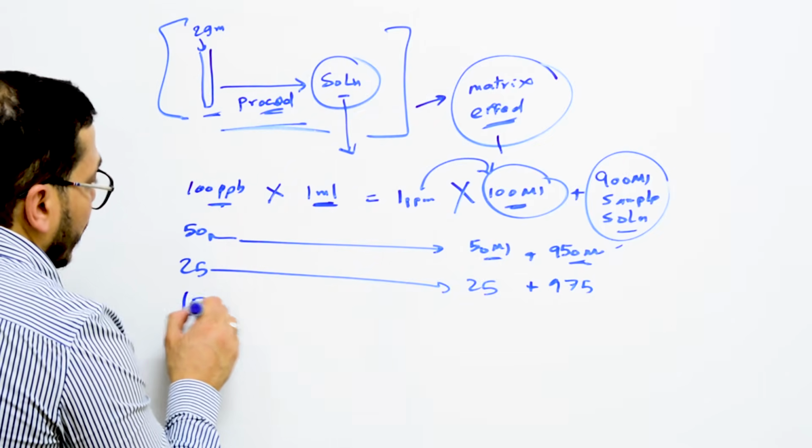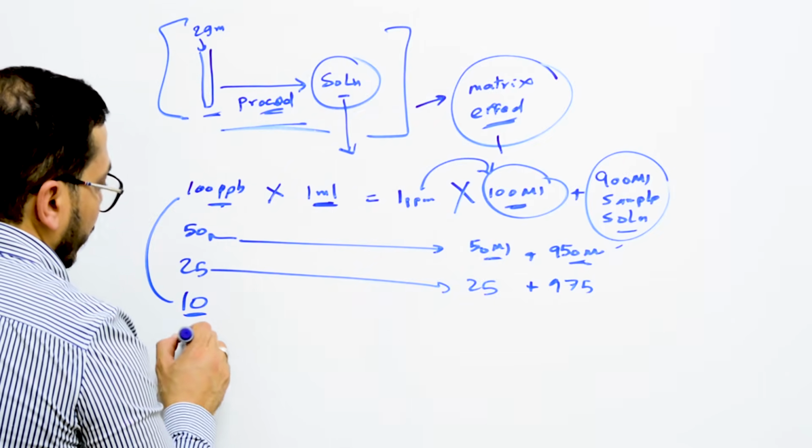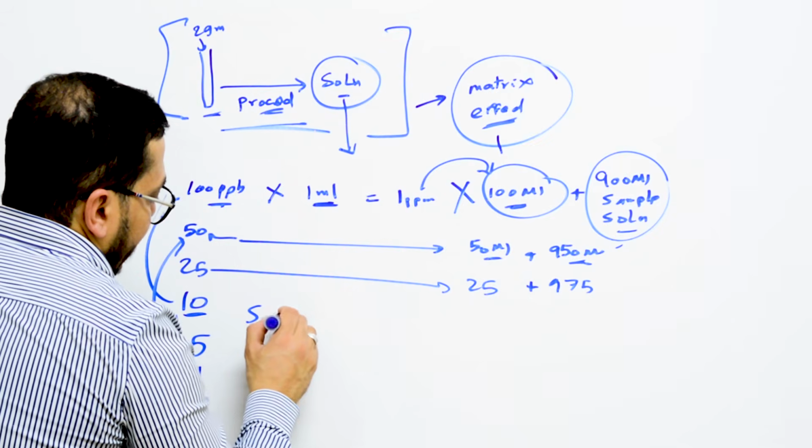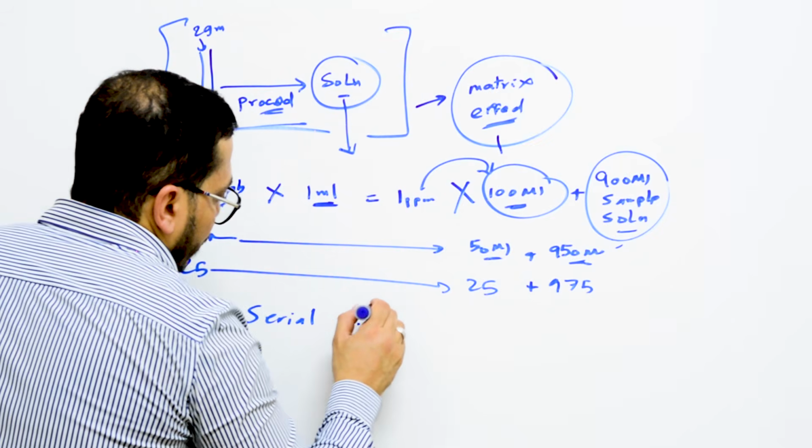And 10 you can prepare from 100, 5 you can prepare from 50, 1 you can prepare from 10. That will be serial dilution.